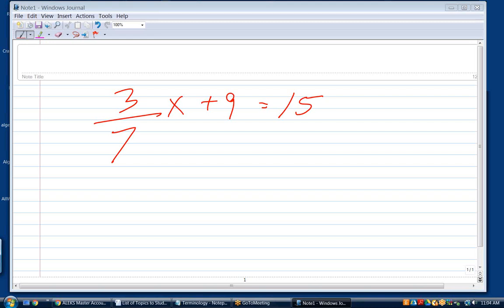You don't need to tell me what you're going to do. What I'd like you to just tell me is give me the next line. Okay, so it'd be 3 over 7x is equal to 6. And then you would just divide 6 by 3/7. So give me the answer. So it's 3 over 7 divided by, well, now, 6.